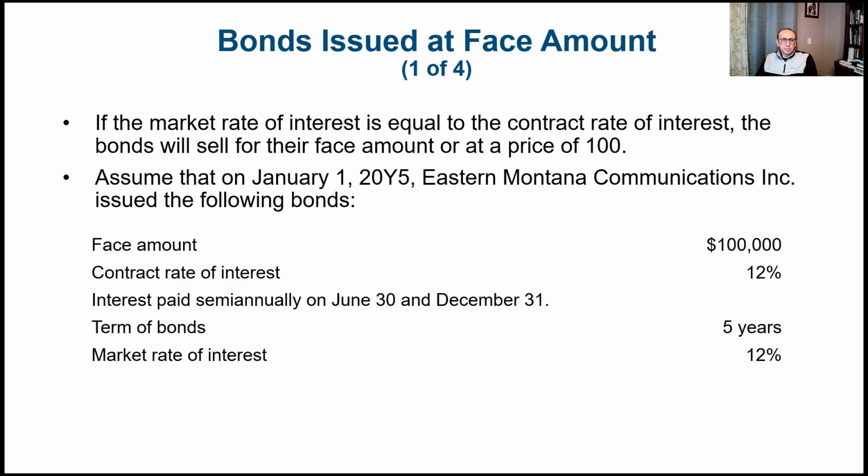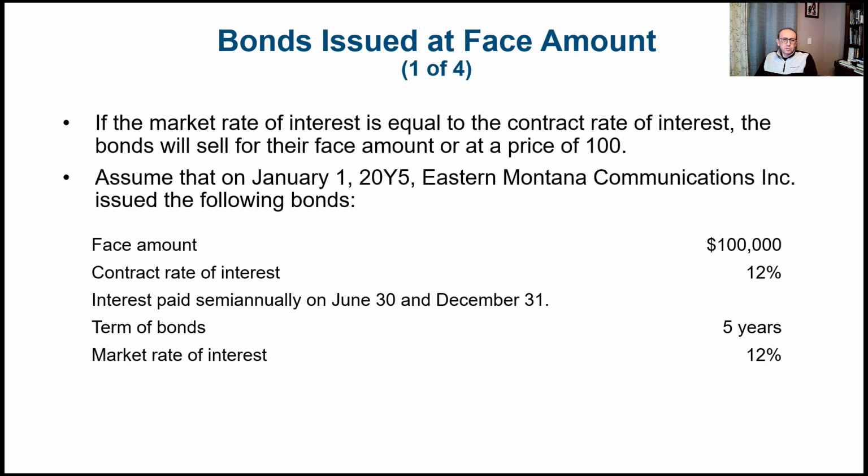So let's see this example, and let's start with an example where the market rate of interest is equal to the contract rate. In this case, we expect that the bond will sell for its face amount, or sometimes we call it at a price of 100. The 100 here refers to 100%. It's not $100, it's 100%. And for some reason, in the bonds business, they use the percentage when they want to show if it's issued at a premium or a discount. But of course, if it's issued at 100, then this means that it's issued at its face value.